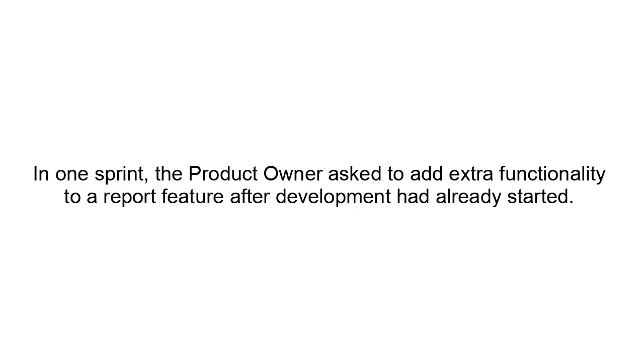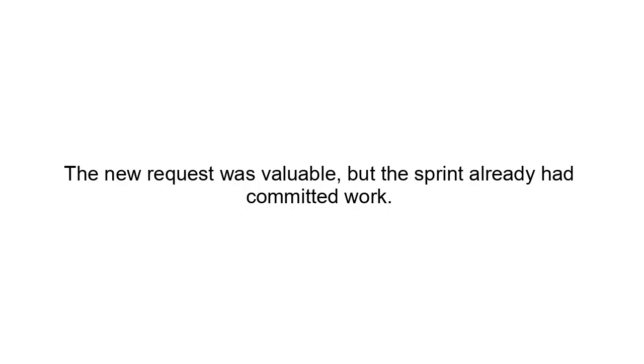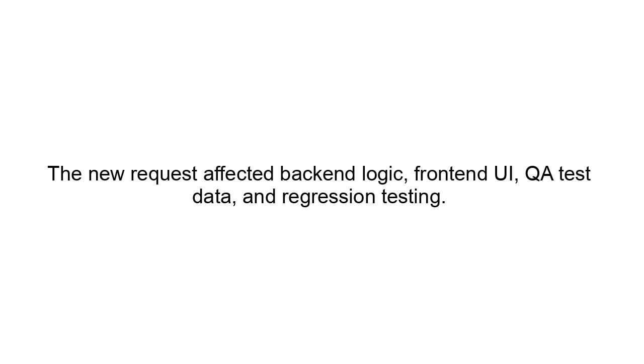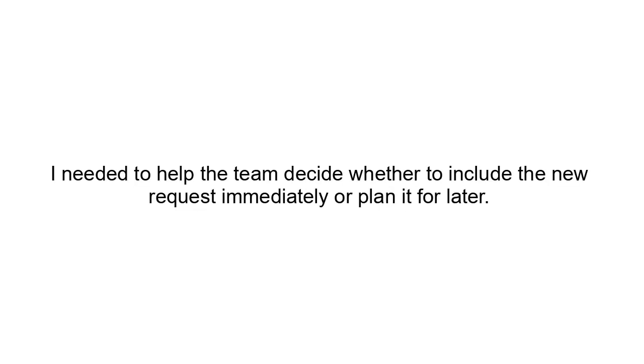Example 4. Product scope change and sprint commitment situation. In one sprint, the product owner asked to add extra functionality to a report feature after development had already started. The new request was valuable, but the sprint already had committed work. The new request affected backend logic, front-end UI, QA test data, and regression testing. Task: I needed to help the team decide whether to include the new request immediately or plan it for later.